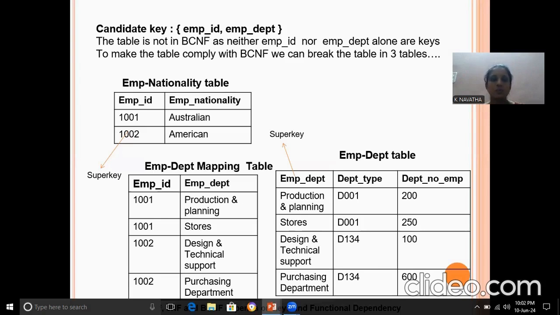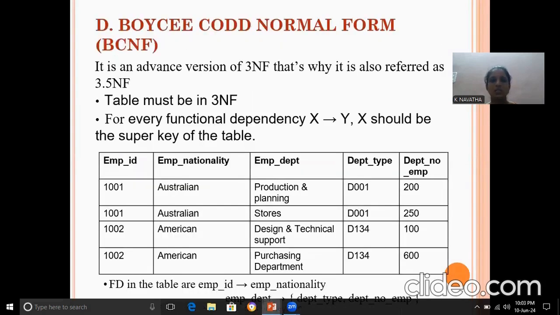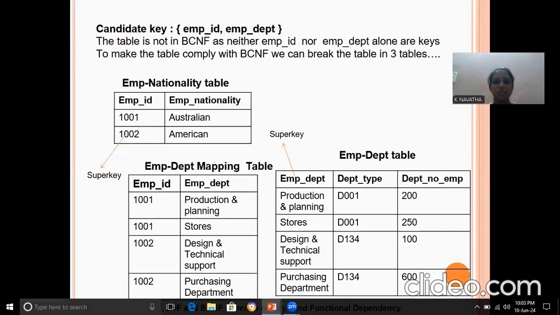What is the condition for BCNF? The left hand side in the table should not be a transitive dependency. Whatever is in the left hand side should be the super key. See here the condition: for every functional dependency X extends to Y, X should be the super key of the table. What is in the left hand side must be the super key. Here is the condition and the table.